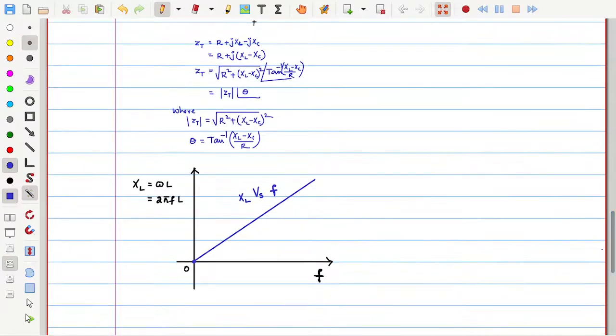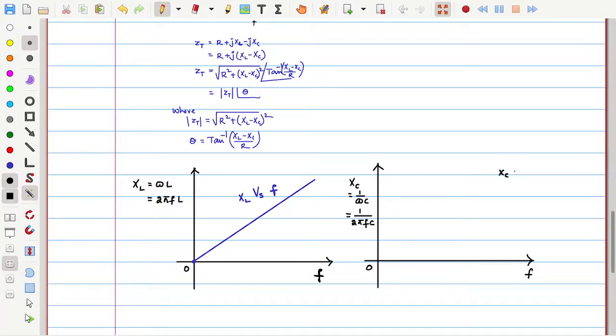In the same way, let us see about the capacitor. So capacitive reactance is Xc. How much is Xc? 1 by omega C. What is omega? 2 pi f. So Xc is 1 by 2 pi f into C. Now for this situation, let me take the frequency again. Let us vary the frequency from 0 to some maximum value. When frequency is 0, what is Xc?